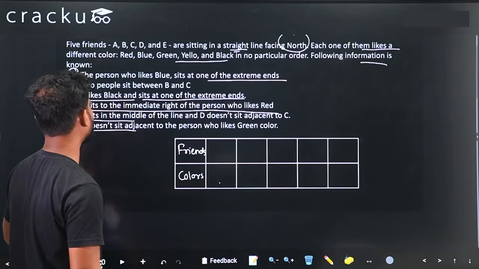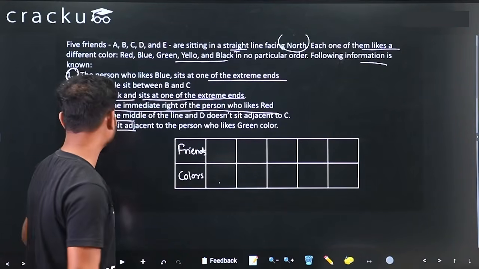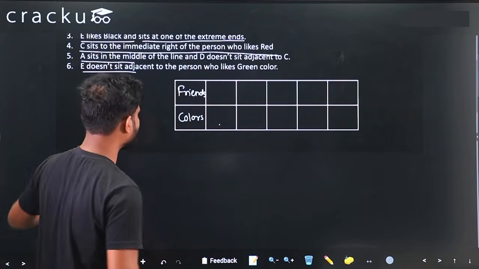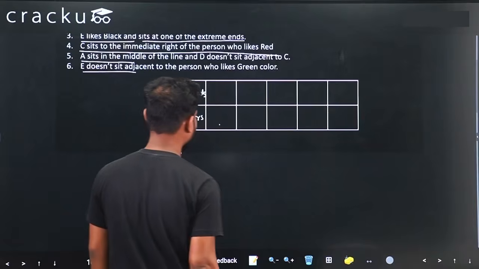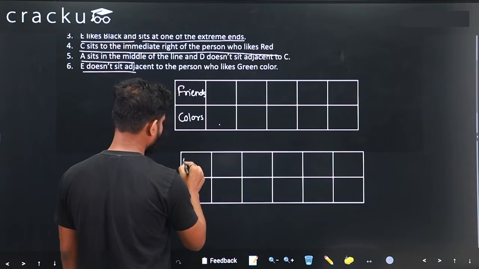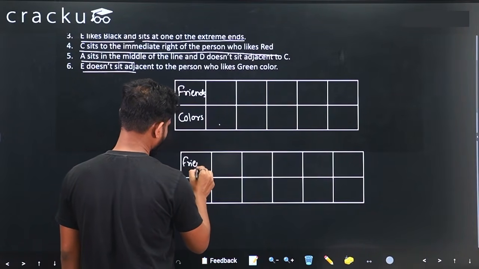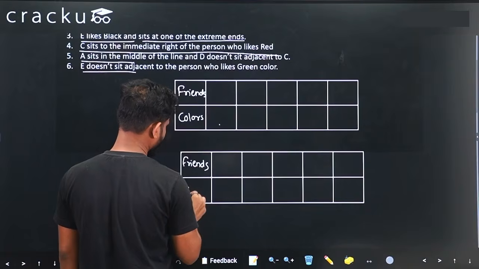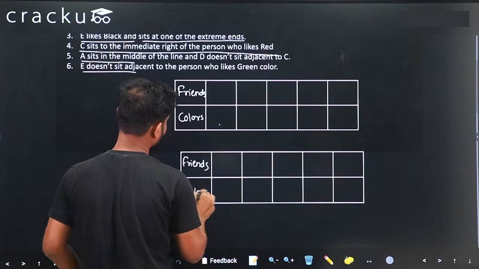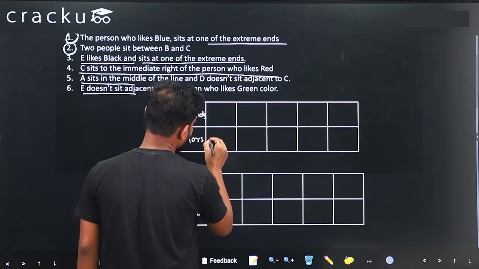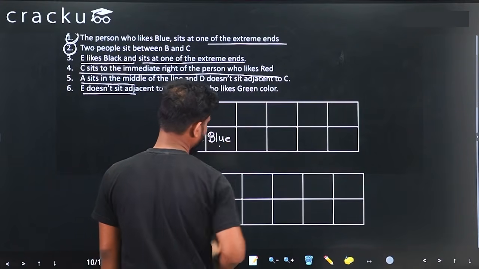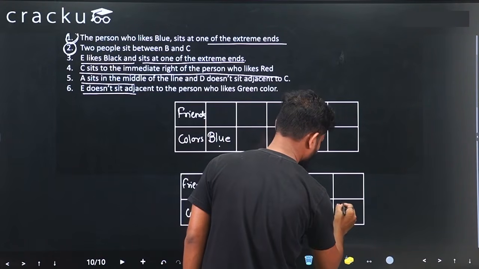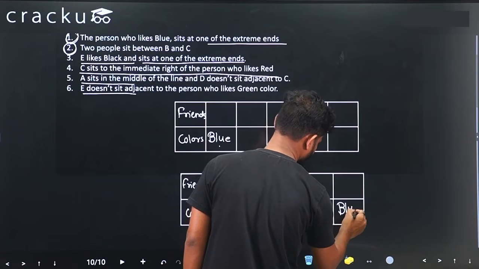So what do we have to do? We have to make the cases. Now this is one of the things. We will make one more table. Here also we have friends and colors. In the first case, let us assume the person who likes blue is sitting at this end. In the second case, the person who likes blue is sitting at this end.